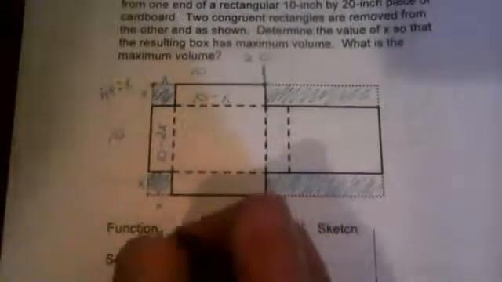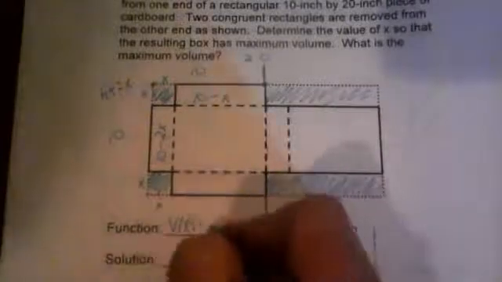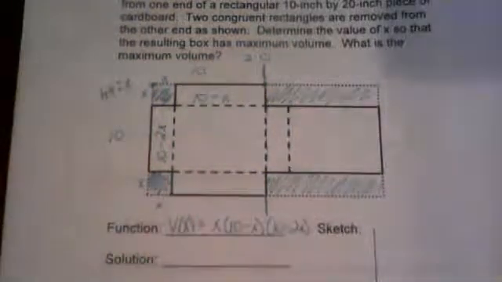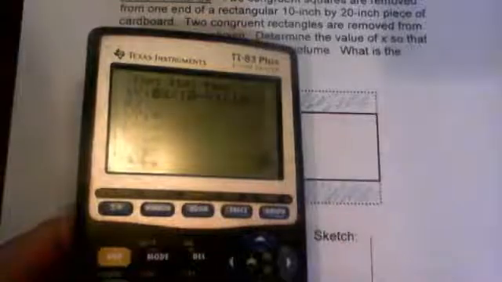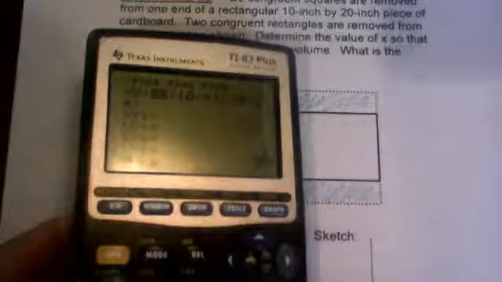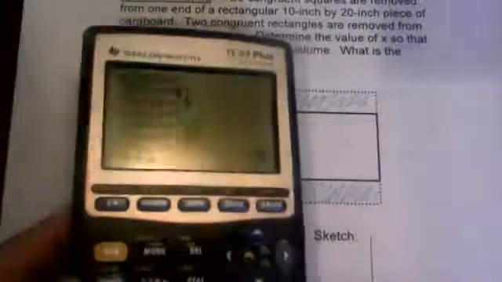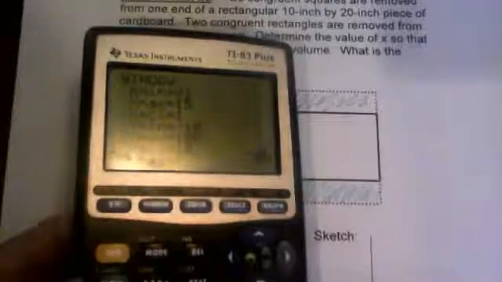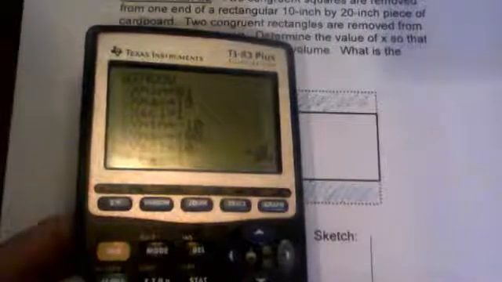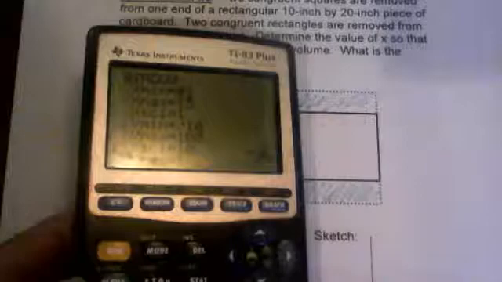So that makes our volume function length times width times height, or x times 10 minus x times 10 minus 2x. And just like the other two, once we have the equation set up, we can put that in our calculator to find our solution. Alright, so here's our equation, x times 10 minus x times 10 minus 2x. For my window, I went back to a smaller window because these numbers are not as large. So I went from -1 to 15 and -10 to 100. So let's see what we get here.